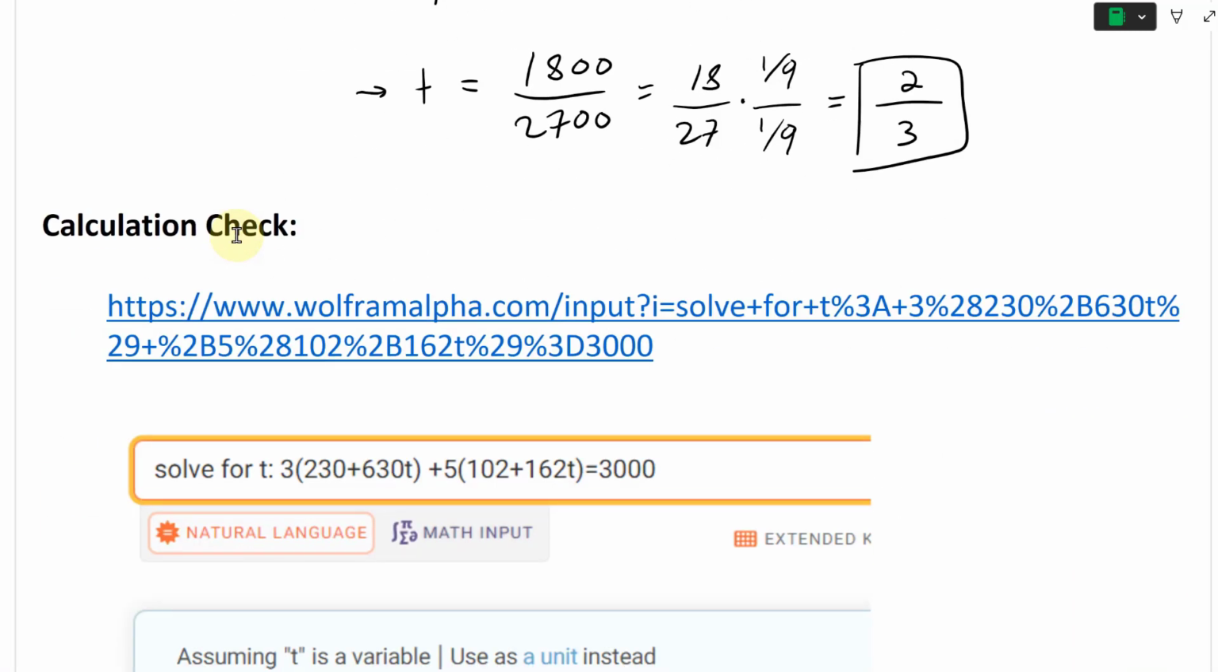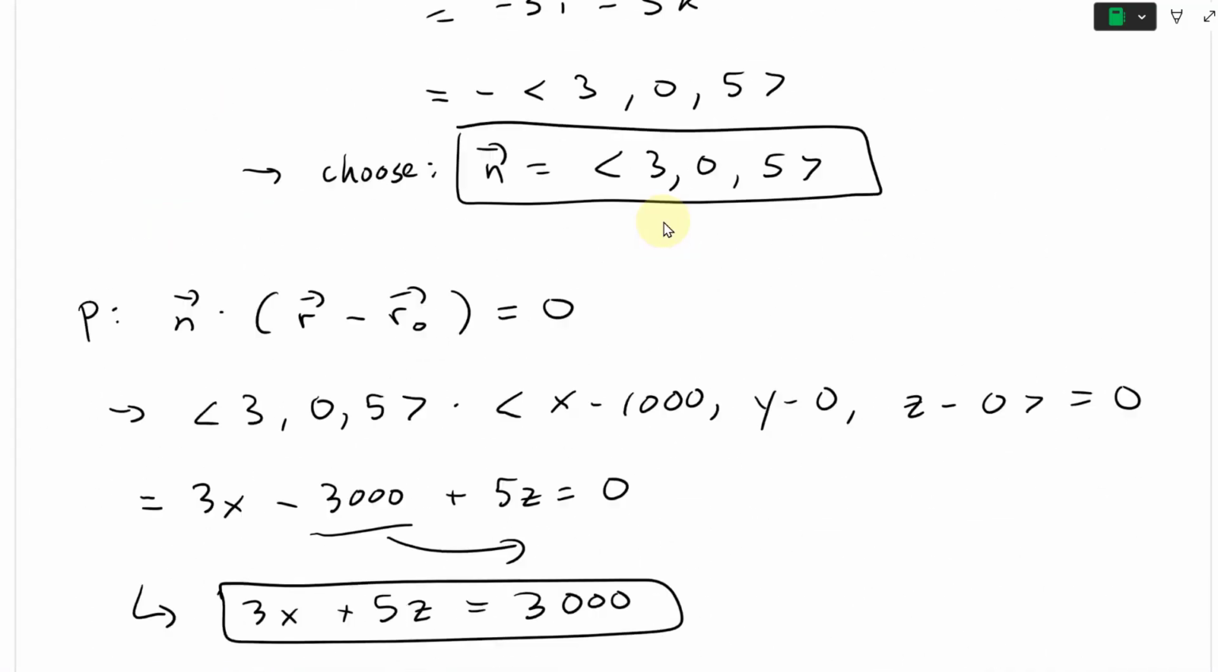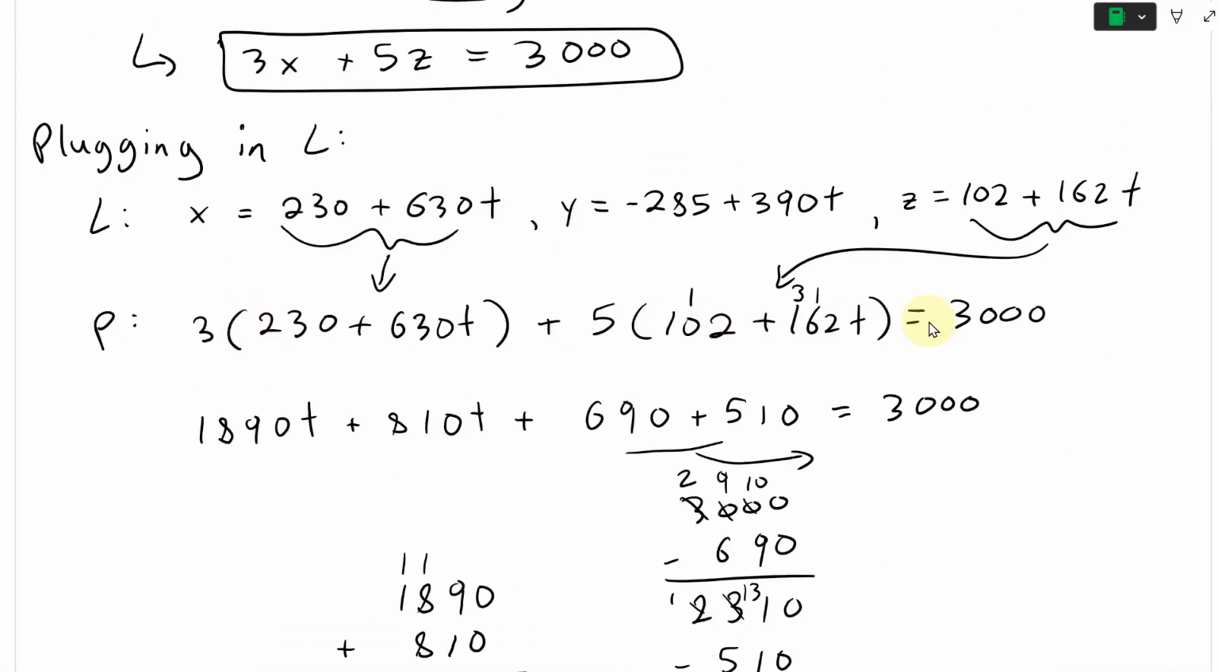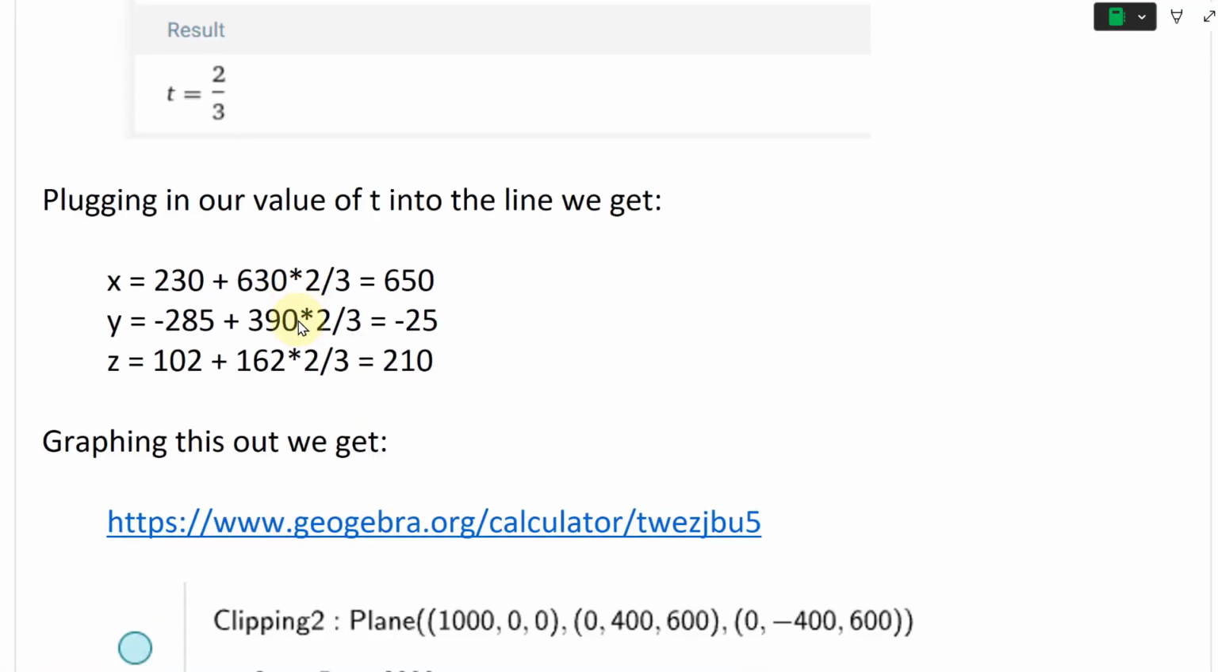Alright, so now continuing further, we could do a calculation check. So again, using Wolfram Alpha, and just plug that inside. So solve for t, and then we'll have 3 times 230 plus 630t, plus 5 times 102 plus 162t equals 3000, and solve for t. And again, that's the same equation here. And then solve that, and it solves t equals 2 over 3, which is remarkable. And plugging in our value for t, just plug it in right here in the built-in OneNote calculator. 3 equals 650, and then -25, and then 210 here for the z.